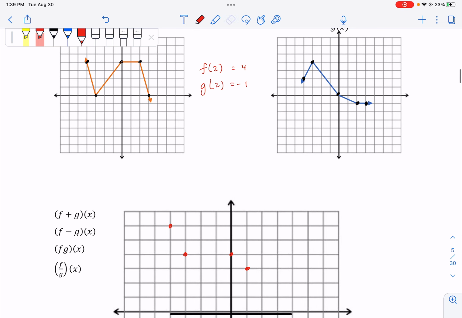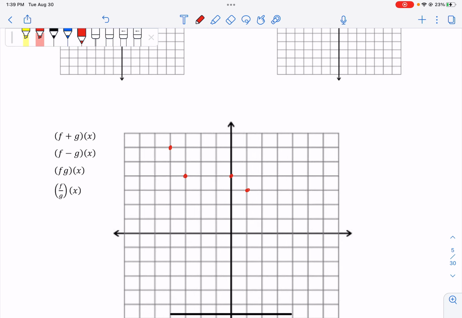And finally, f of 3 and g of 3. F of 3 is equal to 0. G of 3 is equal to -1. Add them together and you get -1. So at 3, here you go.